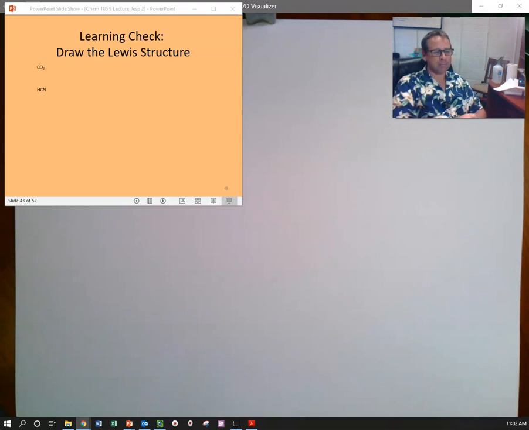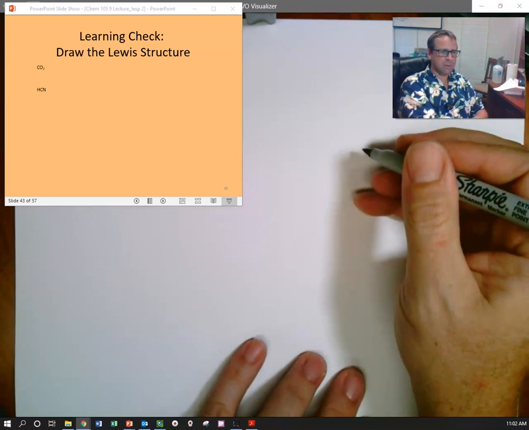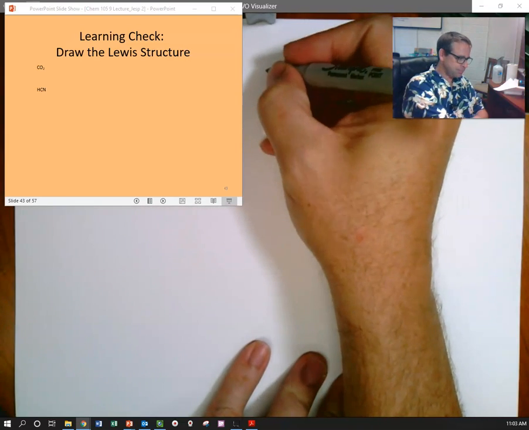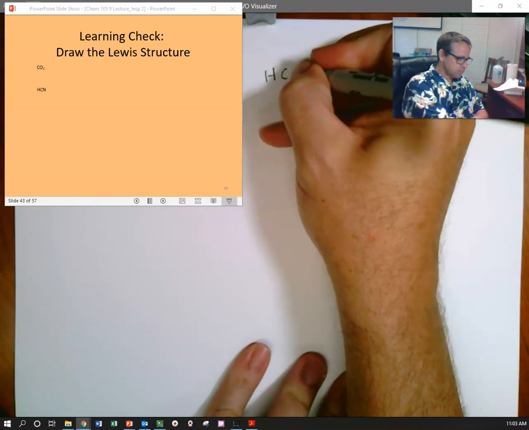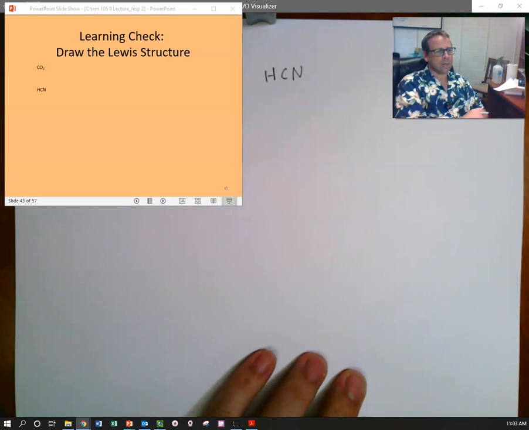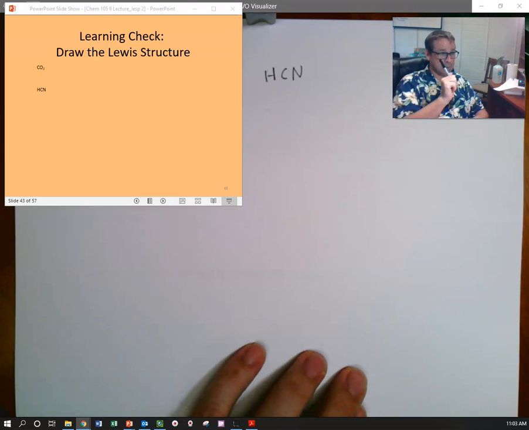Okay, so here we go. Drawing a Lewis dot structure, the first thing is to recognize the central atom. Aisha, how would I choose the central atom for HCN? This is the most electronegative one. Okay, it's actually the least electronegative. It's the least electronegative that wants to be the central atom.